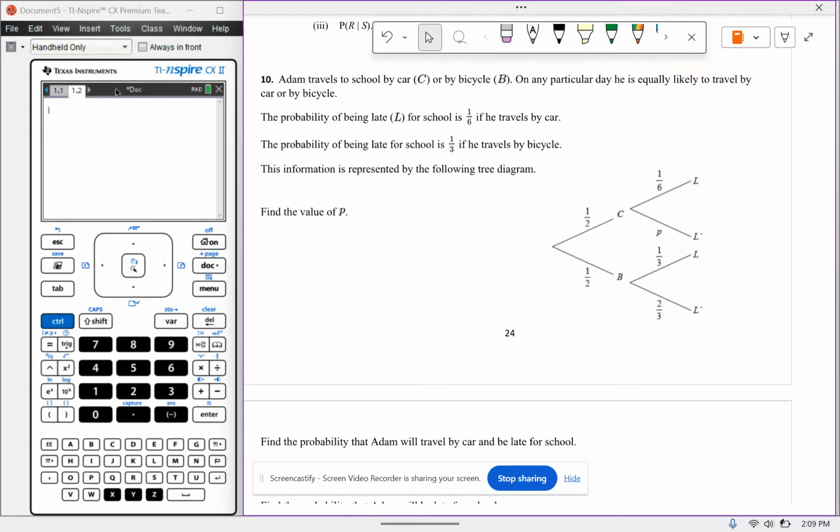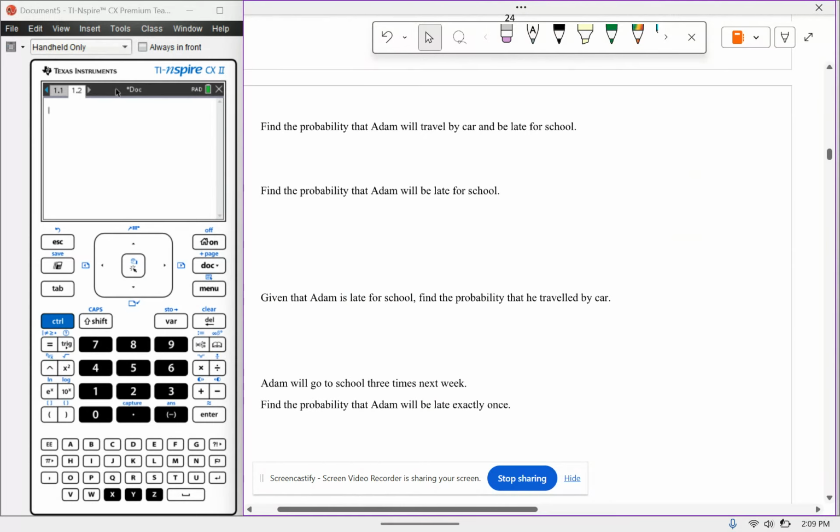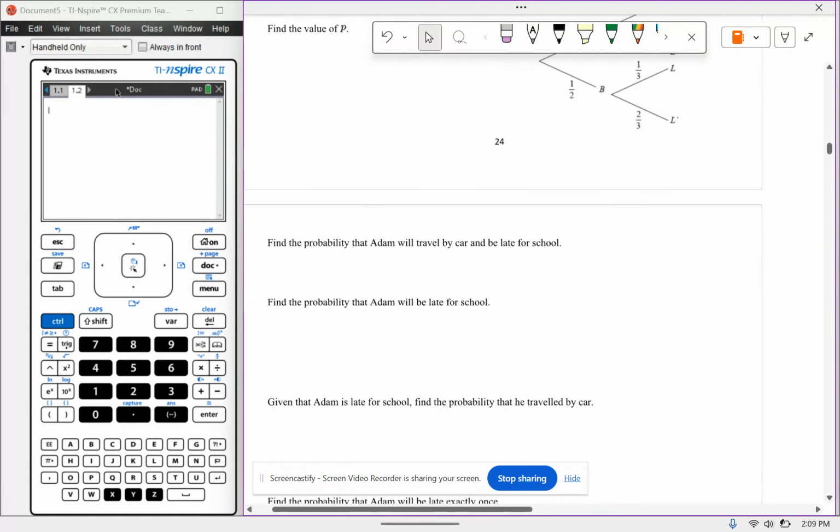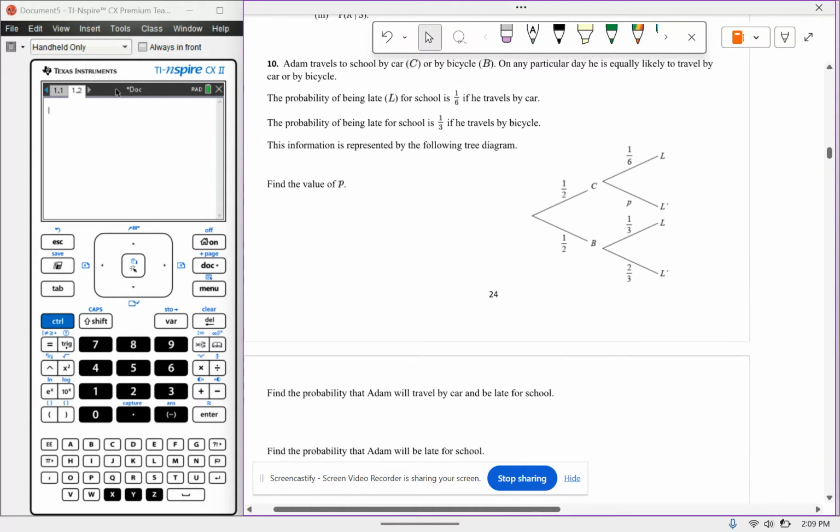This is so exciting. Wait till you see 10. So 10, let's go through the easy stuff at the top, right? Adam travels to school by car or by bicycle. On any particular day, he is equally likely to travel by car or bicycle. The probability of being late for school is 1/6 if he travels by car.